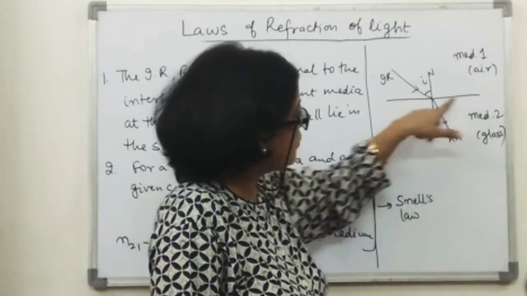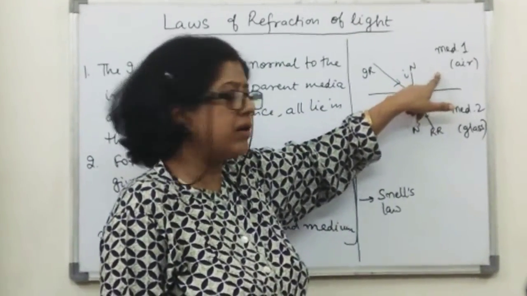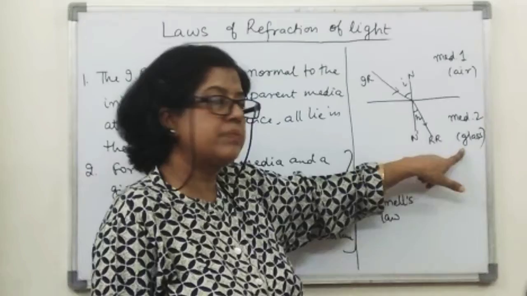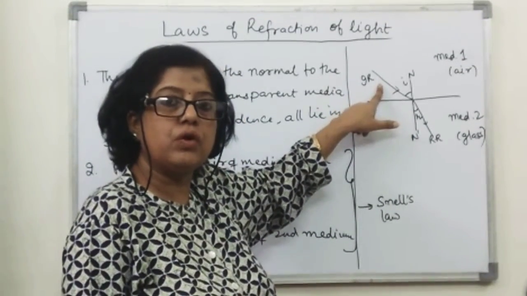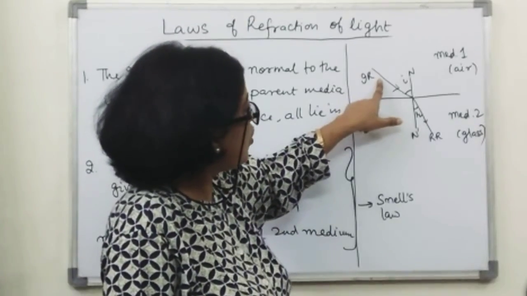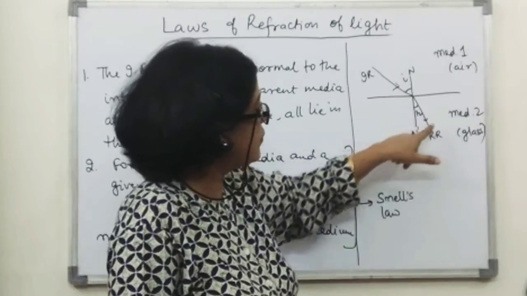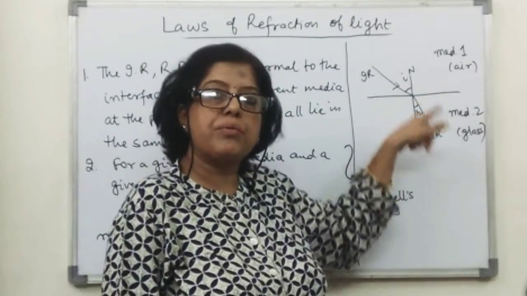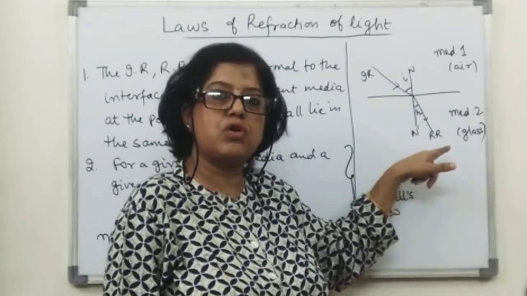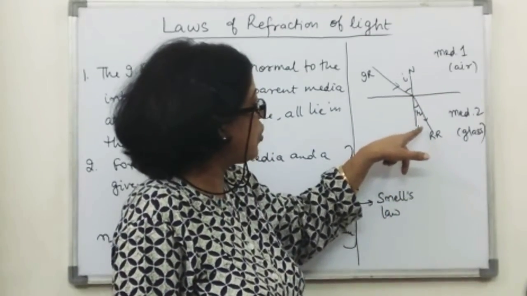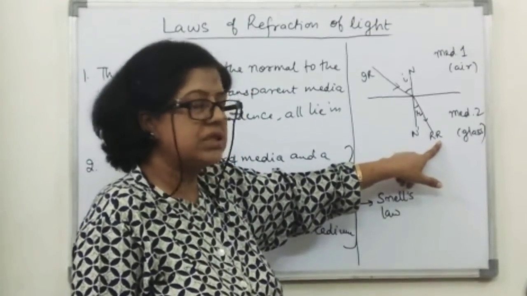Let's say this is the line dividing the two media. This is medium 1, which let us say is air, and this is medium 2, let us say it is glass. This is the ray which is traveling in medium 1, so we call it the incident ray. As it goes from medium 1, which we have taken as air, to medium 2, which is glass, it will obviously bend, and since it is going from air to glass, we already know that when it goes from rarer to denser medium, it bends towards the normal.